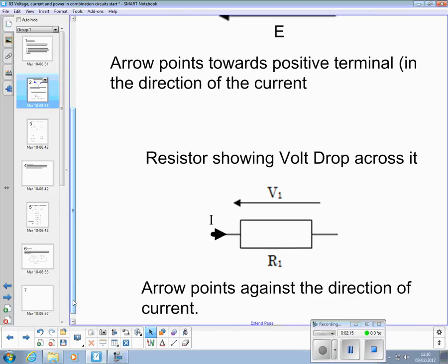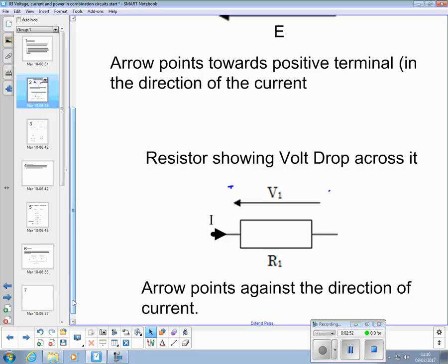If we show a resistor R1 with current I flowing through it, we'd put an arrow above it. Please do not put arrowheads on both ends, because the arrowhead indicates the polarity of that voltage across. This is the most positive end, that's the most negative end. And the arrow points opposite to the direction of current flow through the resistor.